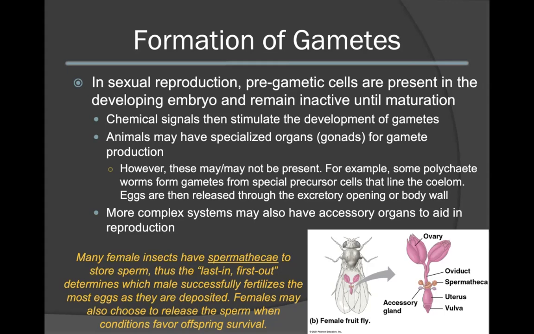In general, more complex reproductive systems typically have accessory organs to aid in the reproductive process. For instance, many female insects have spermathecae to store sperm. These are specialized sacs that lie between the uterus and the oviduct. Many female insects also have a last in, first out rule, which determines which male successfully fertilizes the most eggs as they are deposited. Typically, it is the last male that they mate with that has the highest reproductive success. Females can also choose to release the sperm when conditions favor offspring survival.